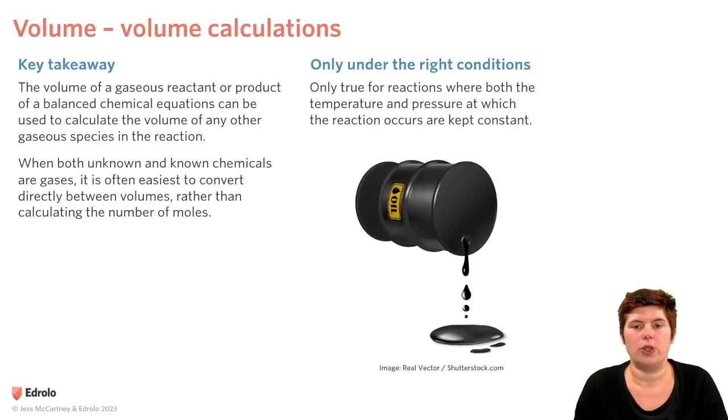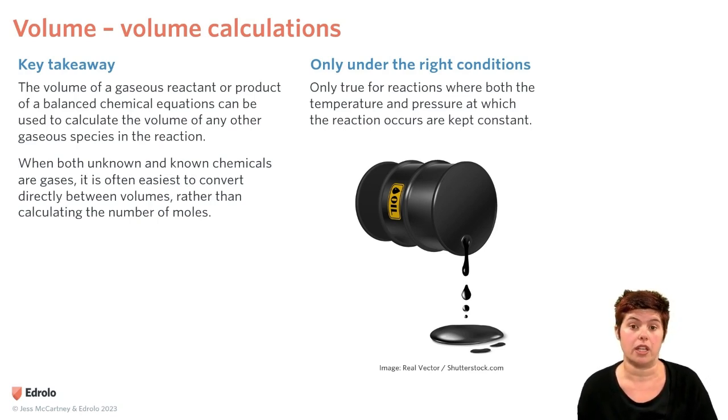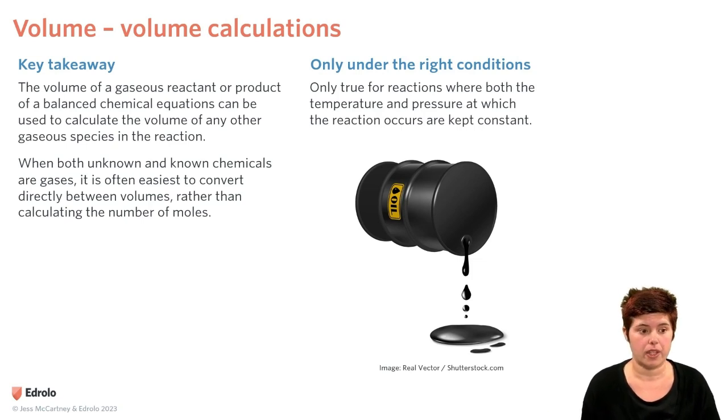So looking at volume to volume calculations, this is actually a little bit different to what we've done before, because we can sometimes assume that all the volumes are in the same conditions going from the reactants to the products. So when we are doing this, we can actually skip lots of the mole calculations and go straight using the mole ratio to calculate the unknown volume. So this makes it actually a lot easier in terms of these calculations.